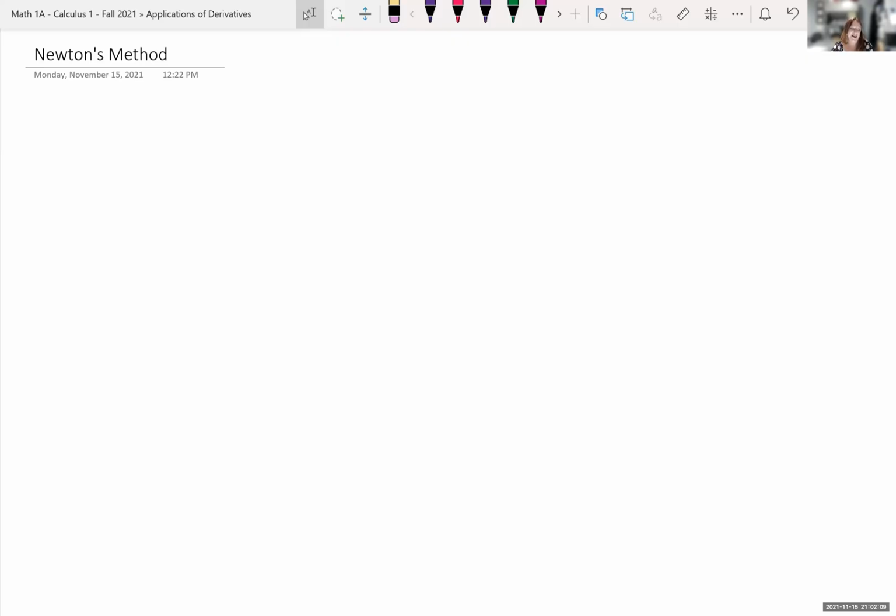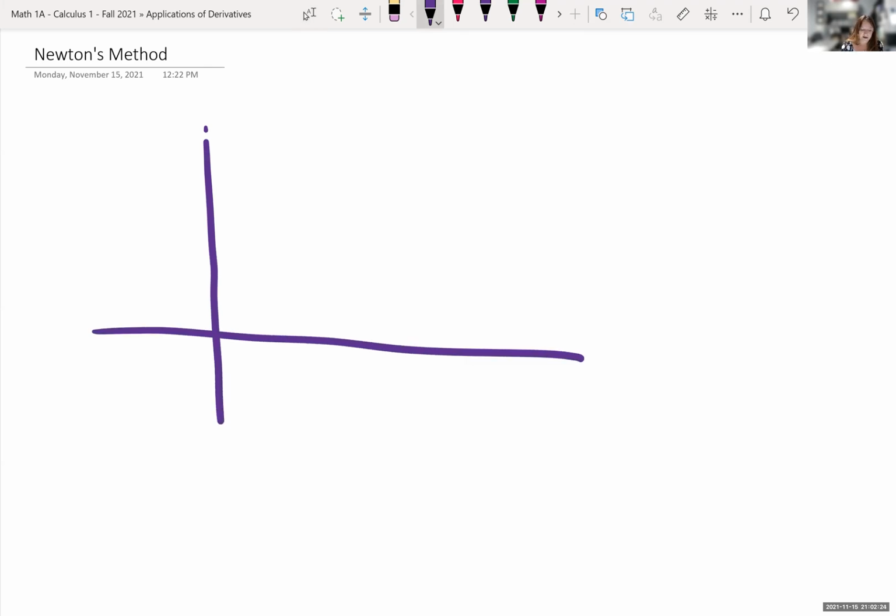So we're going to now look at a method called Newton's method. Newton's method helps us to find zeros of a polynomial. And so let's say that we have some graph in here. I don't know, let's say it looks like this. And we wanted to figure out where this graph crosses the x-axis.